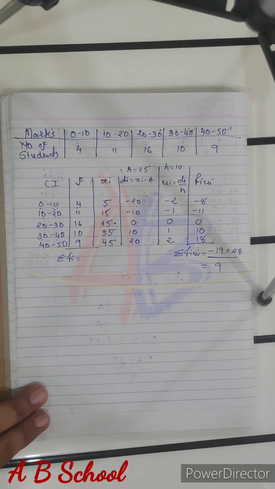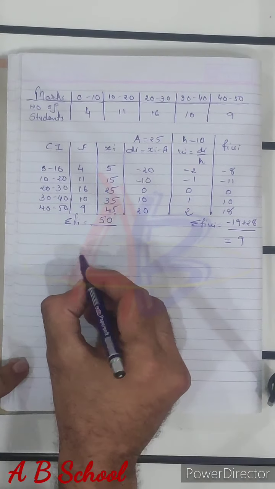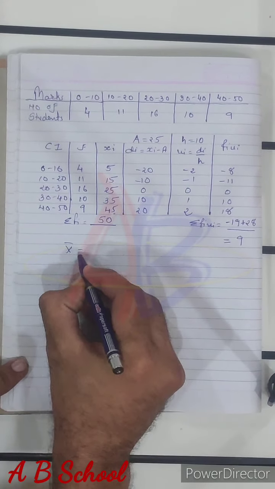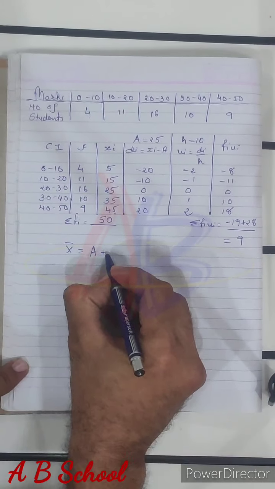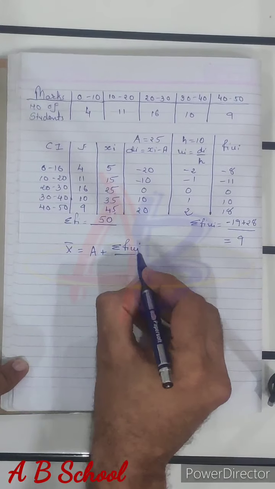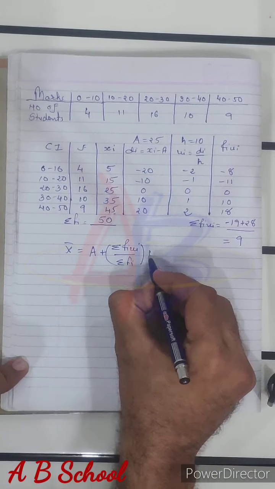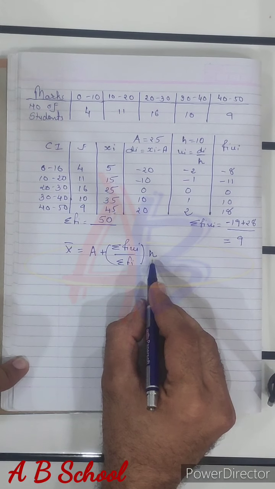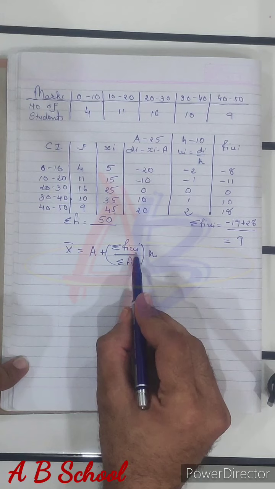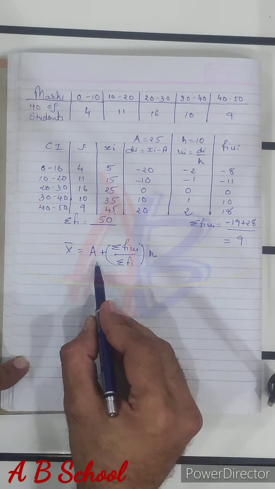So summation fi ui is 9 and summation fi is 50. Now the formula for finding mean with the step deviation method is x bar is equal to a plus summation fi ui upon summation fi into h. This h will multiply only with summation fi ui upon summation fi. It will not multiply with a.